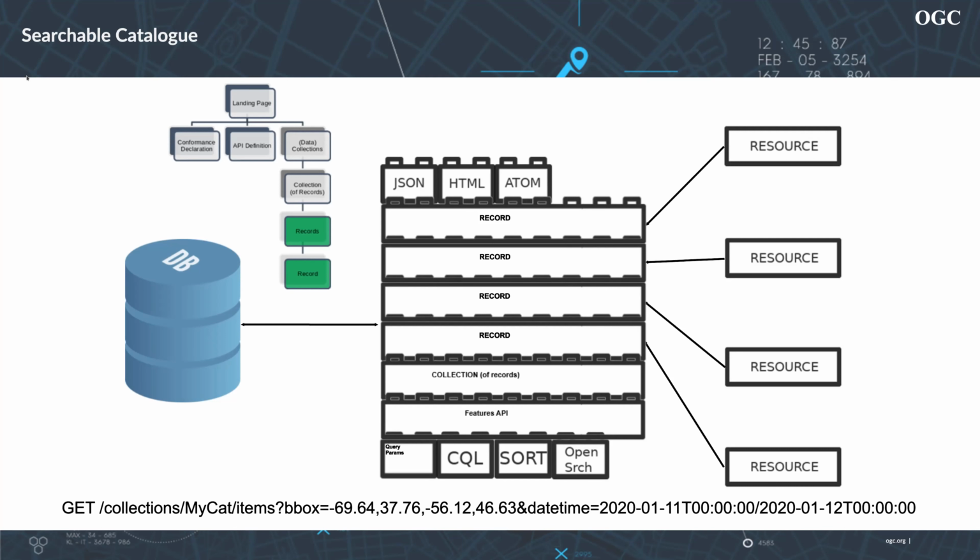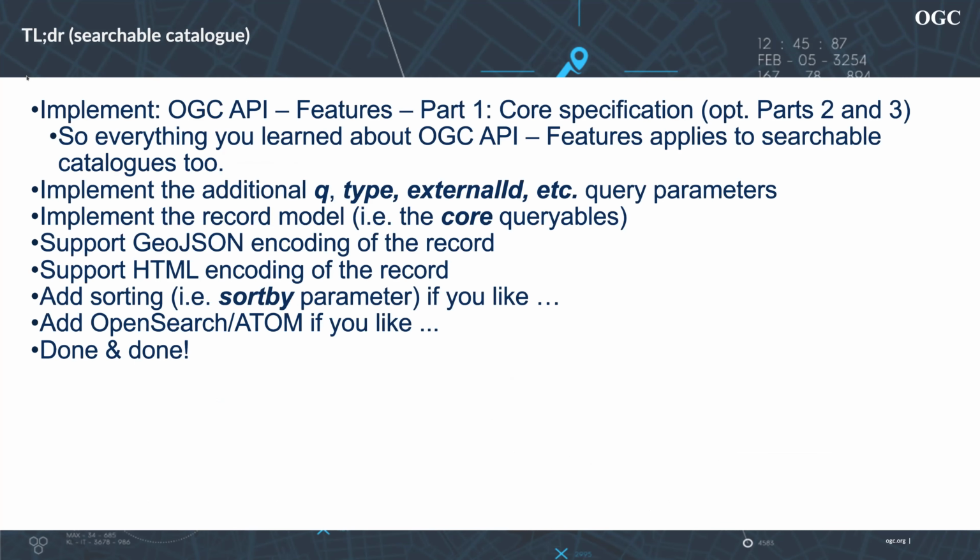Once you have that done, you can do something like what I'm showing at the bottom here. I'm saying find all of the records in this bounding box during this time. The Features API executes that and identifies the records that satisfy the query predicate. Once you've found the records, you can navigate to the resources that those records describe and use them the way you want to use them. So that's a searchable catalog. Again, this is the TLDR.